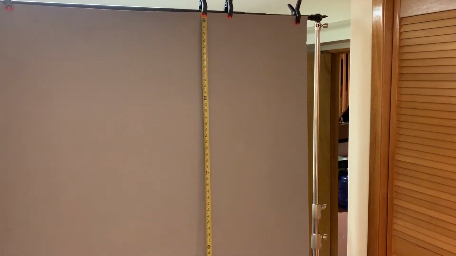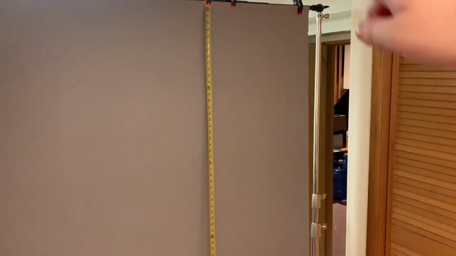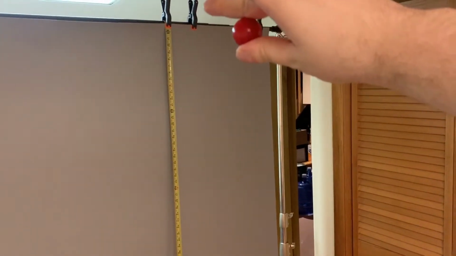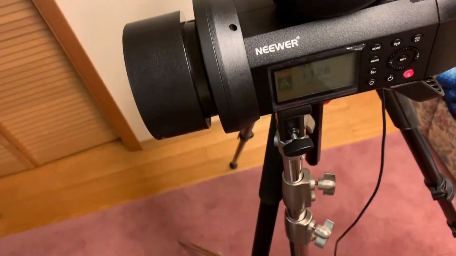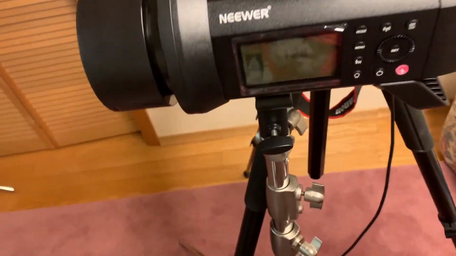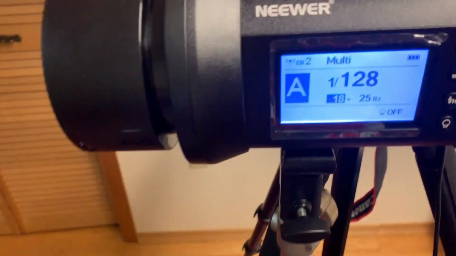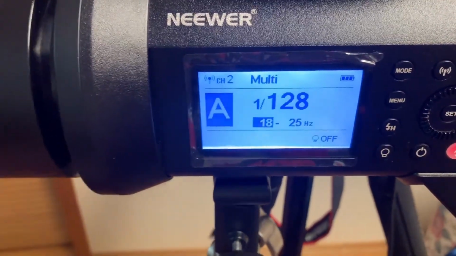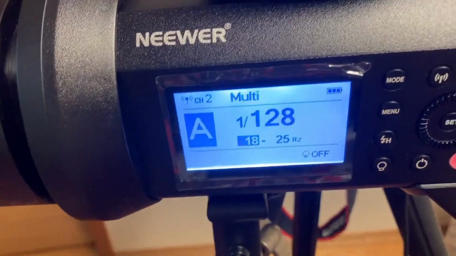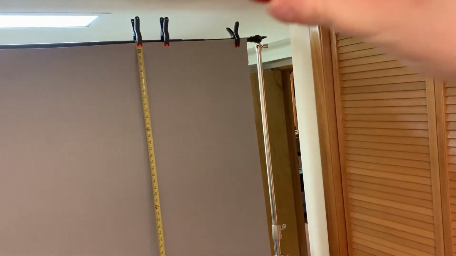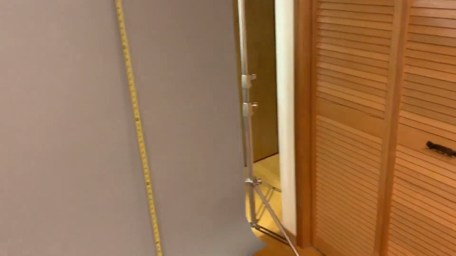What we're going to do today is collect some data. I've set up a tape measure, and we're going to drop this ball using this specialized camera equipment. And we have a strobe. We're going to do 18 flashes at 25 hertz, that's 25 flashes in a second. So we'll drop that ball and record that.